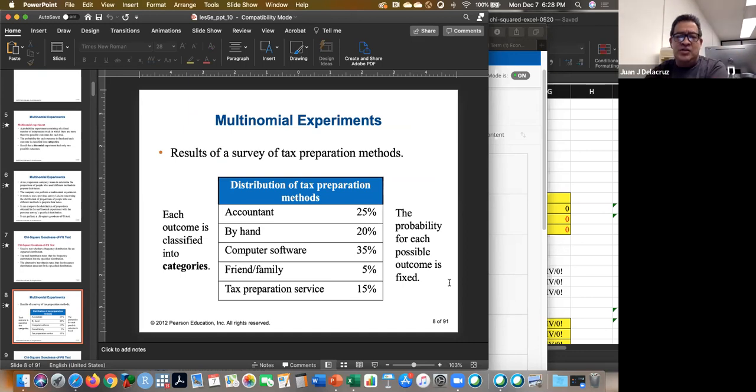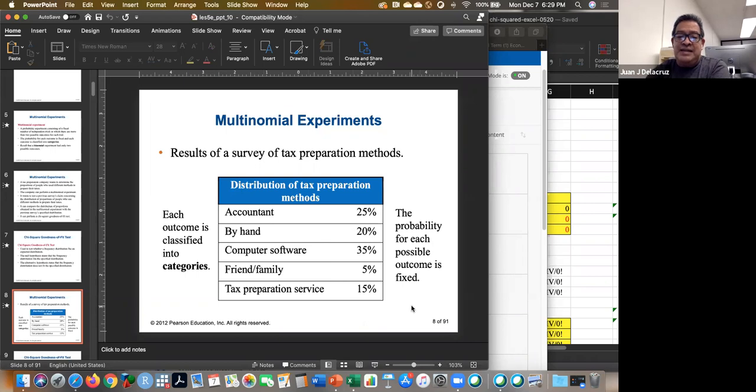So these are the results of a survey of tax preparation methods. Somebody in the past did it. Each outcome is classified into categories. The tax was prepared by an accountant. People did it by hand. Some people use computer software. Somebody else, a family friend, or tax preparation services. And those are the percentages that they found in the past. So the probability for each possible outcome is fixed.